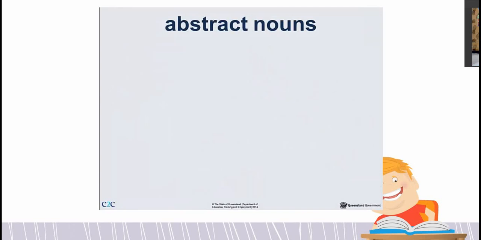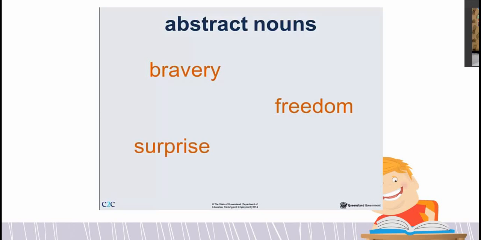Abstract is the opposite of concrete. These are common nouns you can't see, touch, smell, hear or taste. For example, bravery is an abstract noun. You can have bravery, but you can't see it the way you can see a chair or a pencil. It is an idea. Bravery, freedom, surprise, and love are all examples of abstract nouns.